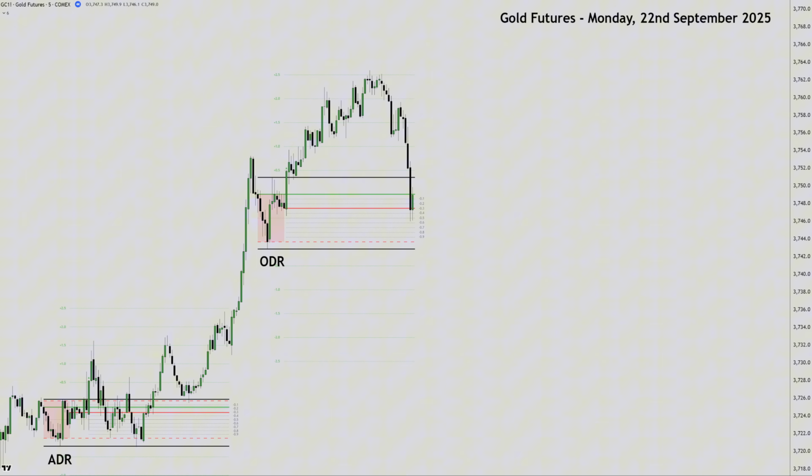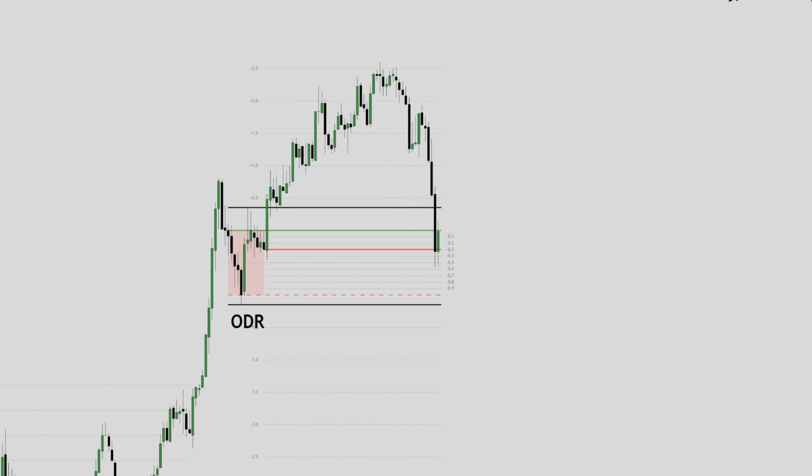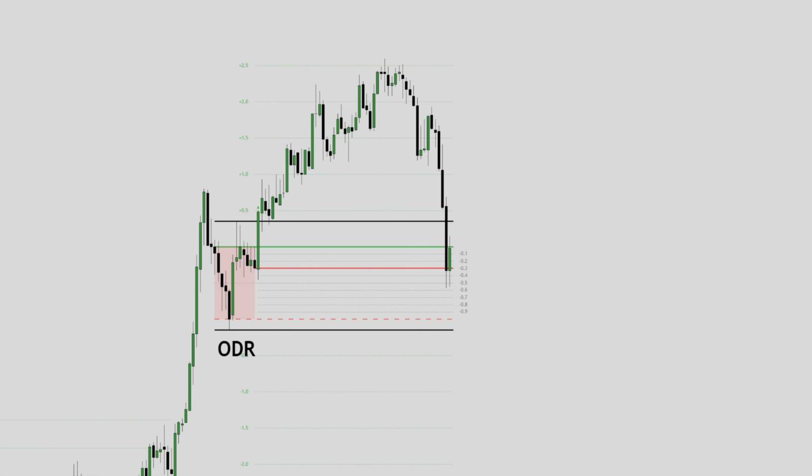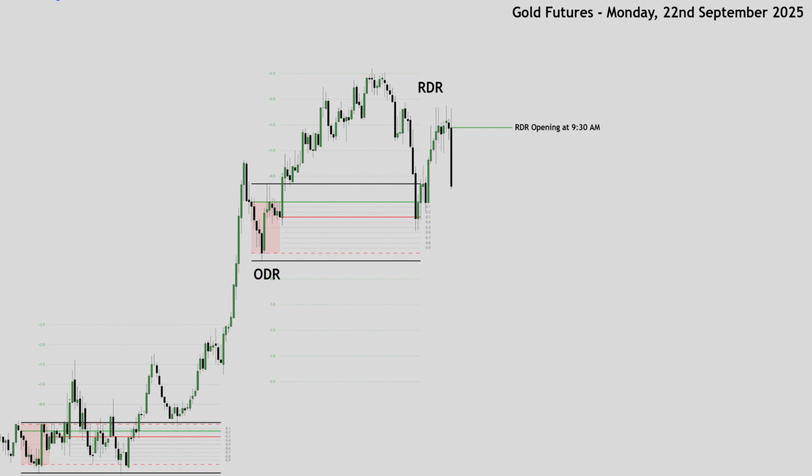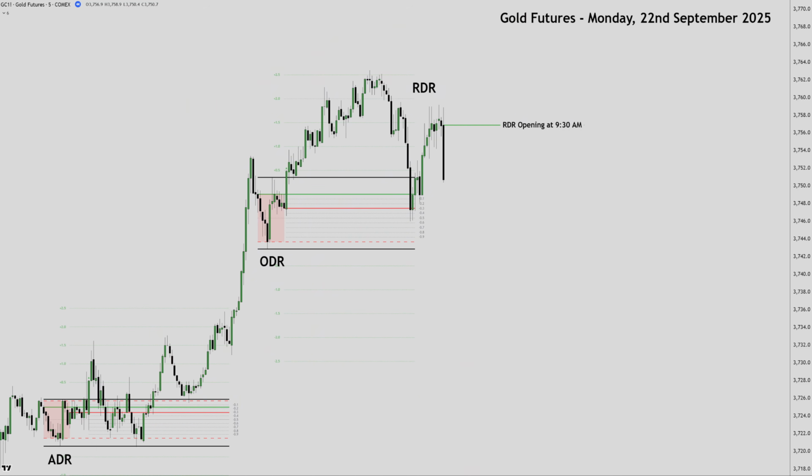We're looking at Monday's price action in gold on the 22nd of September. The overnight session just closed, and right out of the gate it offered a great opportunity. Rejection of its DR highs, followed by an upside expansion. That immediately signals strength. Fast forward 1 hour, it's 9:30 a.m. The regular defining range opens, and here's where we zoom in and start analyzing candle by candle.